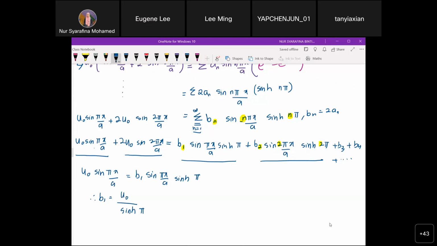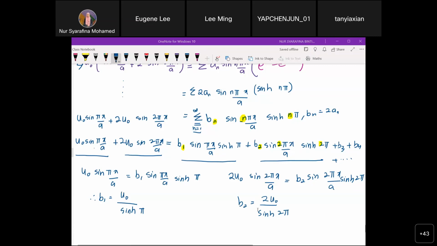Then look at the second expression. 2u0 sine 2 pi x over a equals b2 sine 2 pi x over a sine 2 pi. What is b2? So b2 equals 2u0 over sine 2 pi. Okay, good. Understand? Our purpose of applying the condition is to find the rest of the constants because we want a particular solution. So now we have B1 up to B2.